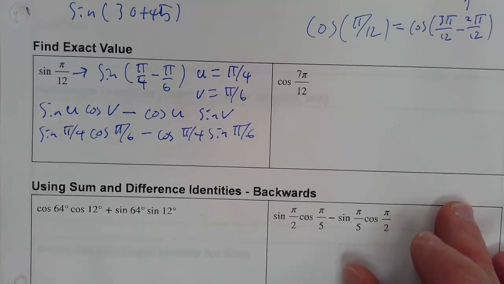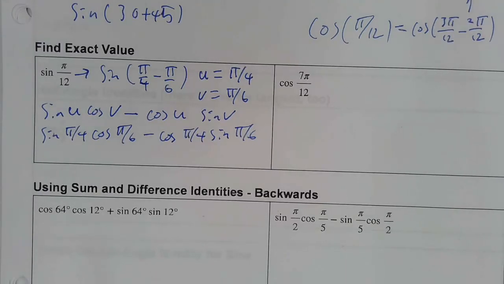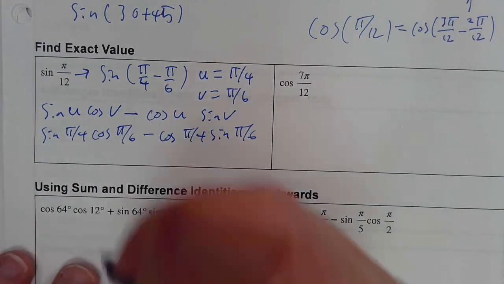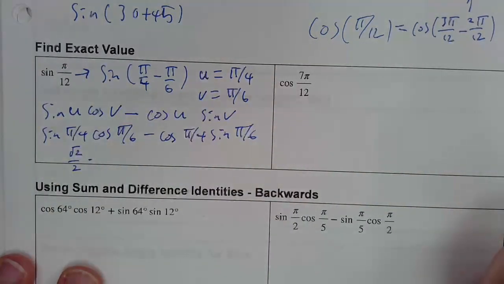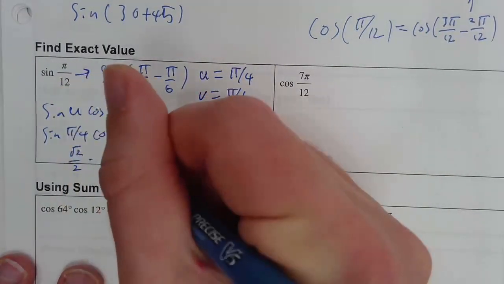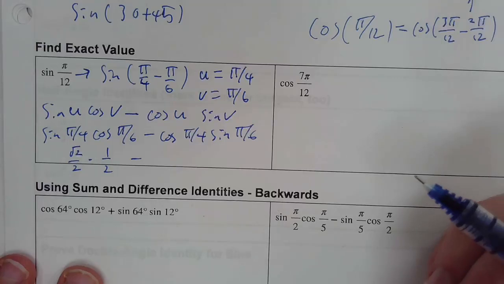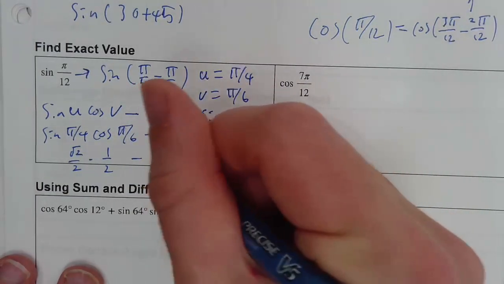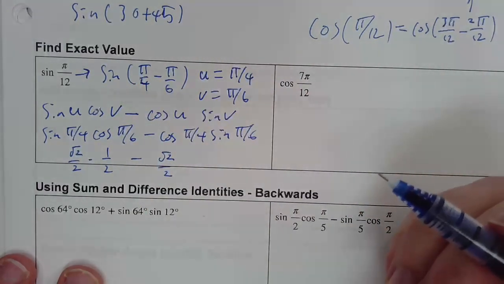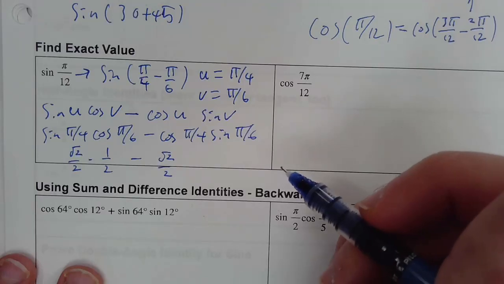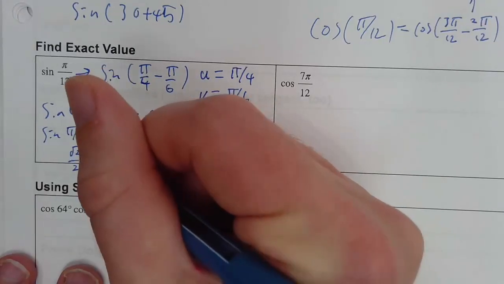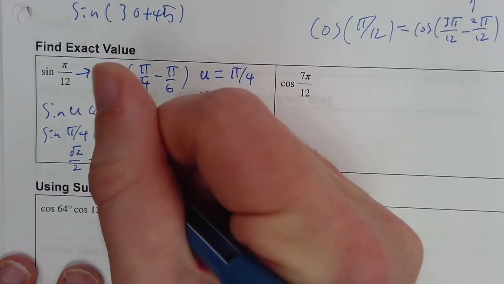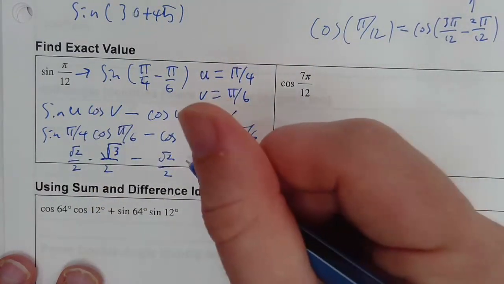What is sine pi over 4? Root 2 over 2. What's cosine pi over 6? 1/2. Minus cosine pi over 4? Root 2 over 2. Sine pi over 6? We made a mistake here. Cosine pi over 6, guys, is not 1/2. It's root 3 over 2. Sine pi over 6 is 1/2.